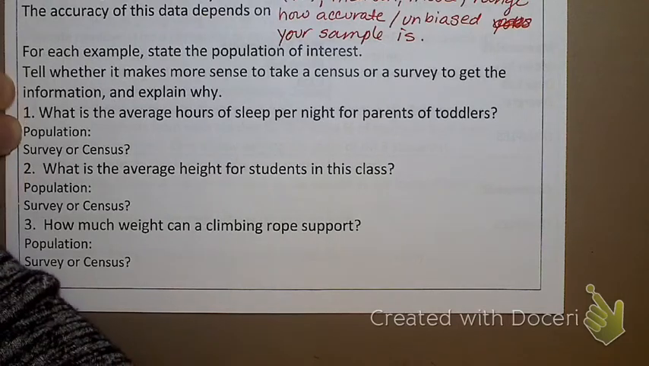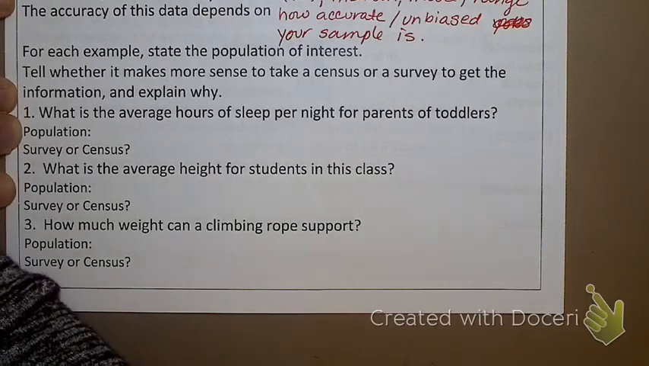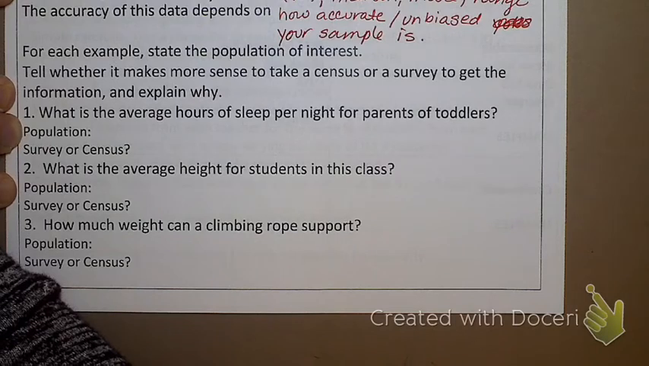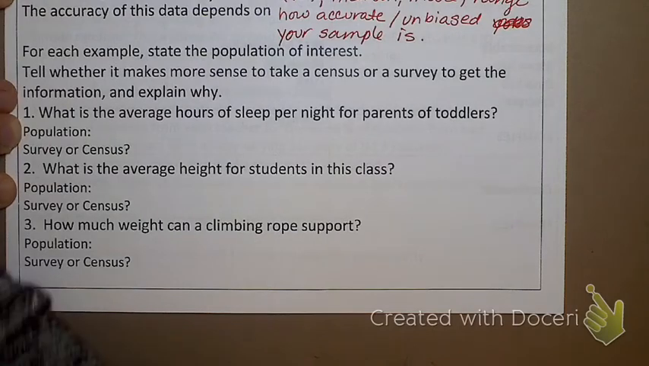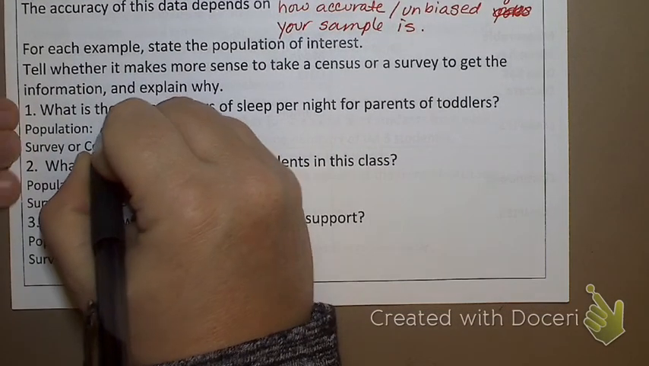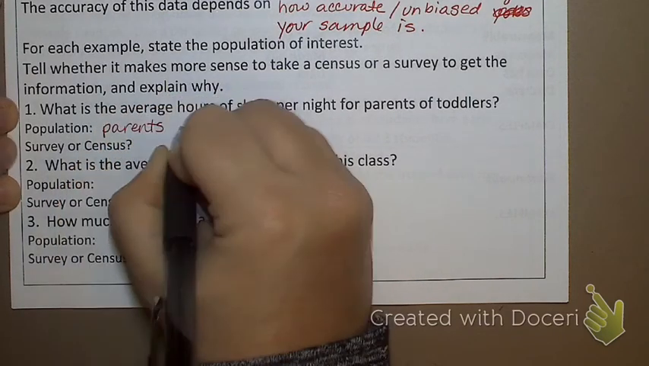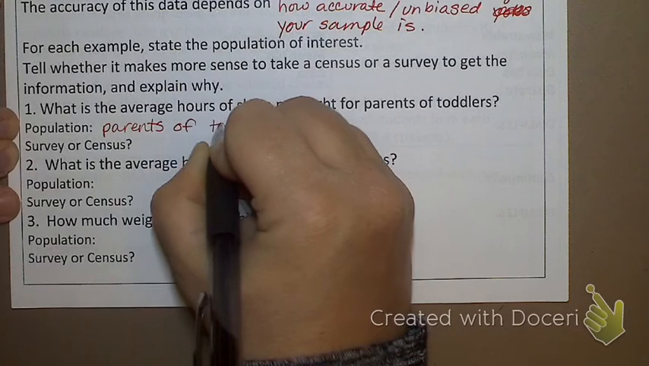So what would my population be? Who am I interested in? Not even just parents, but parents of toddlers. If you're a parent and you've got all high school kids, I don't care about how much sleep you're getting because you're getting a heck of a lot more than I am. Right? So, my population, who am I interested in? Parents of toddlers.